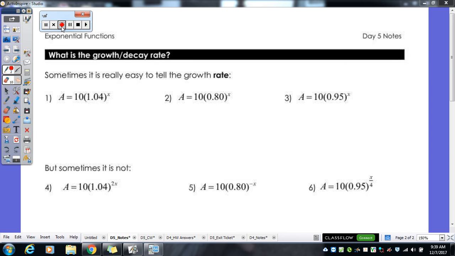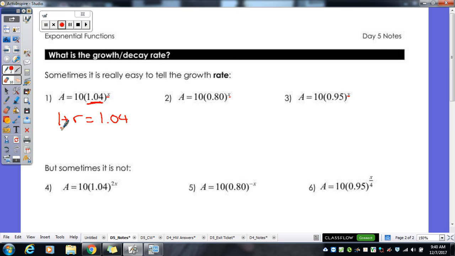Look at our last page here. So determining what the growth rate or the decay rate are, sometimes it's really easy. So like these examples, if you have an exponent that's just x, it's really easy to figure out your growth rate or your decay rate. So you have to remember with growth, like this one is growth because it's a number greater than 1. That's how I know it was growth. As we said with our warm-up here, growth is 1 plus the rate.